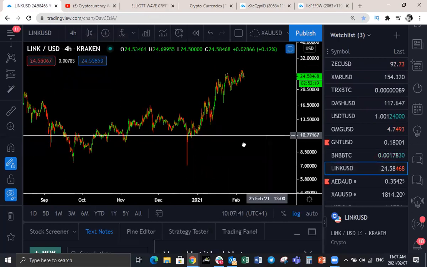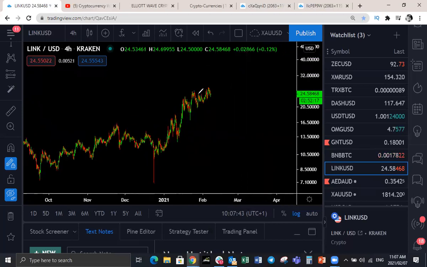We'll select them randomly. So with Link, we may see this one coming back down for this, making a continuation pattern to the upside. We should see continuation to the upside on Link. And it looks like this is a 1, 2, 3. We are in the wave 4, and then we're going to continue to the upside here on Link, eventually making this corrective structure here.